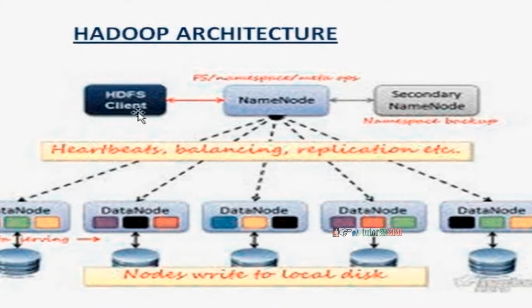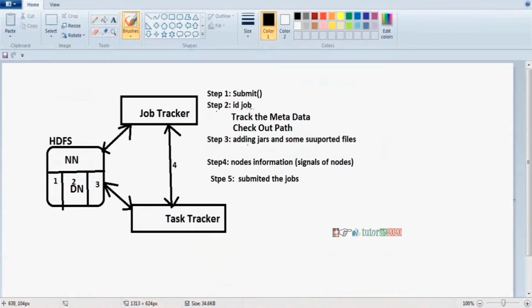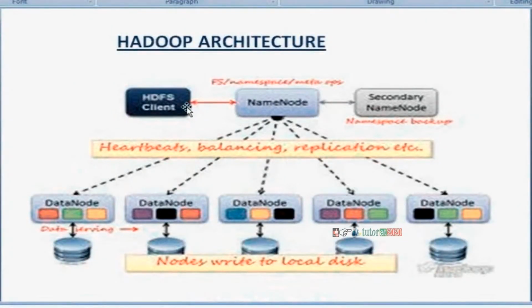Immediately, job tracker responds. Here, job tracker means HDFS client. It responds, assigning one ID to the particular job. Same story is going on again, like calling the submit method, adding IDs, tracking the metadata. What metadata? Tracking the metadata means this job tracker requests the name node, give me metadata. What metadata? I want to execute so-and-so files. Where are they stored? So immediately, name node transfers that metadata to job tracker.